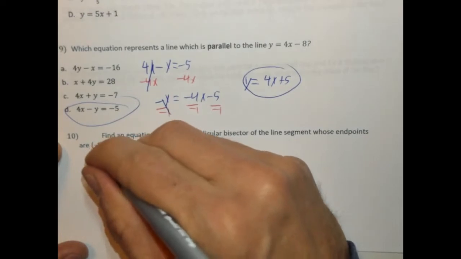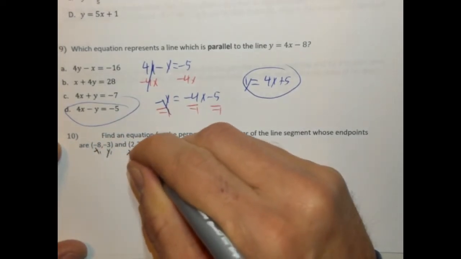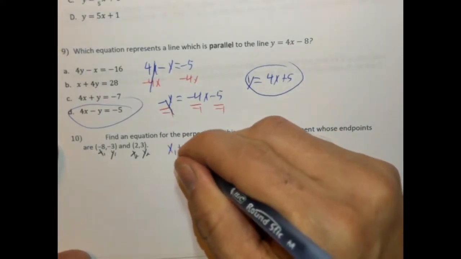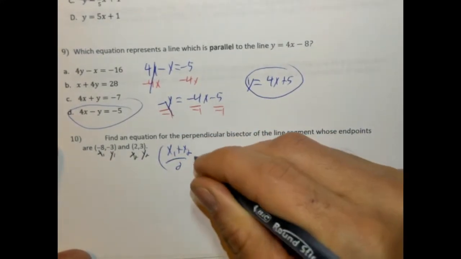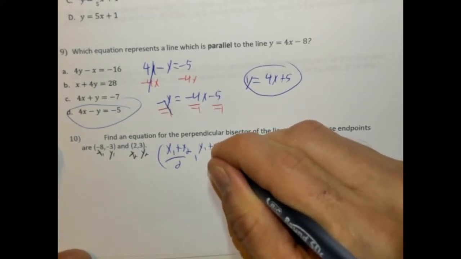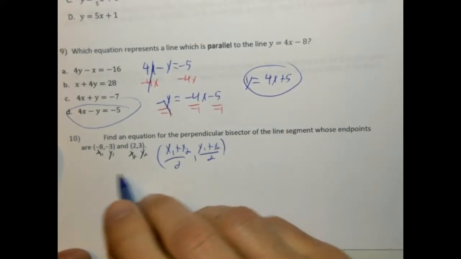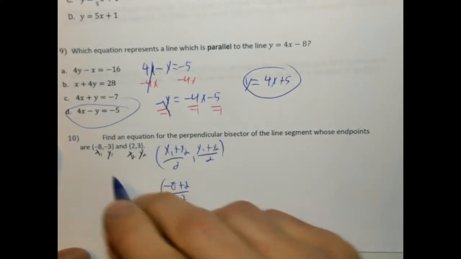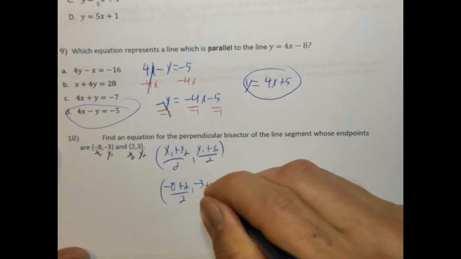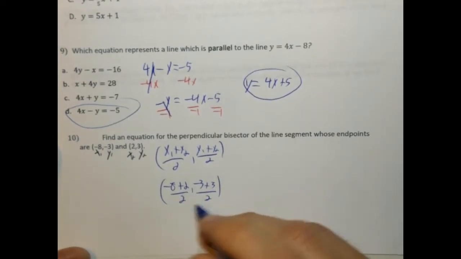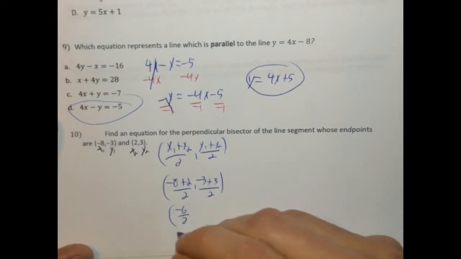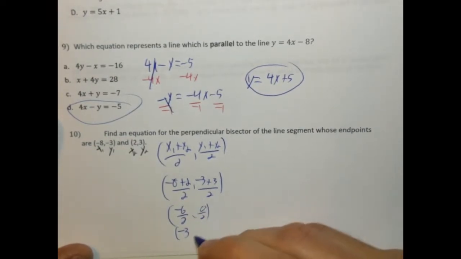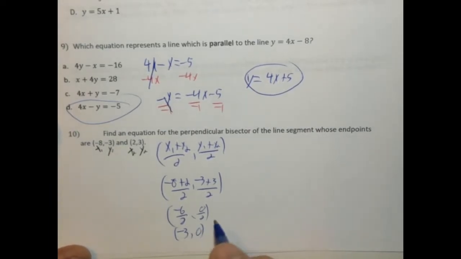So this is x1 and y1, and this is x2 and y2. So x1 plus x2 over 2, and y1 plus y2 over 2. So we have -8 plus 2 over 2, and -3 plus 3 over 2. So -8 plus 2 is -6 over 2, which is -3. And -3 plus 3 is 0, and 0 over 2 is 0. So -3, 0 are the coordinates of the point going through it.